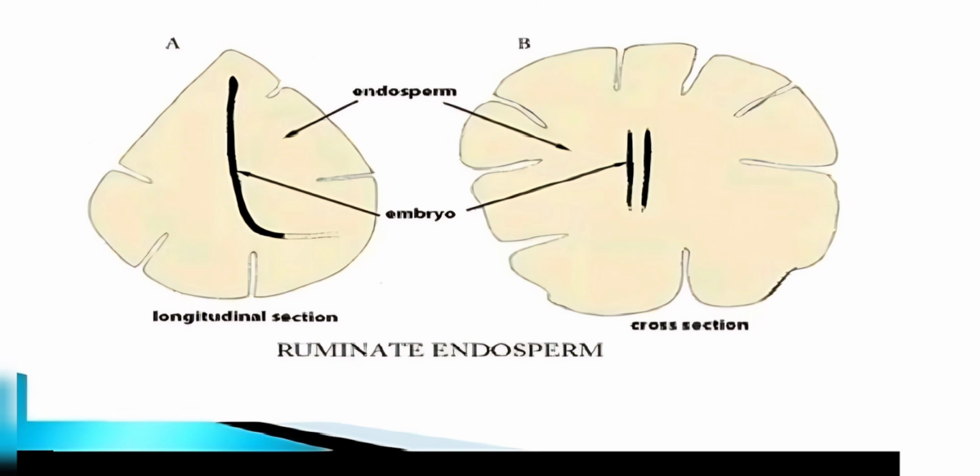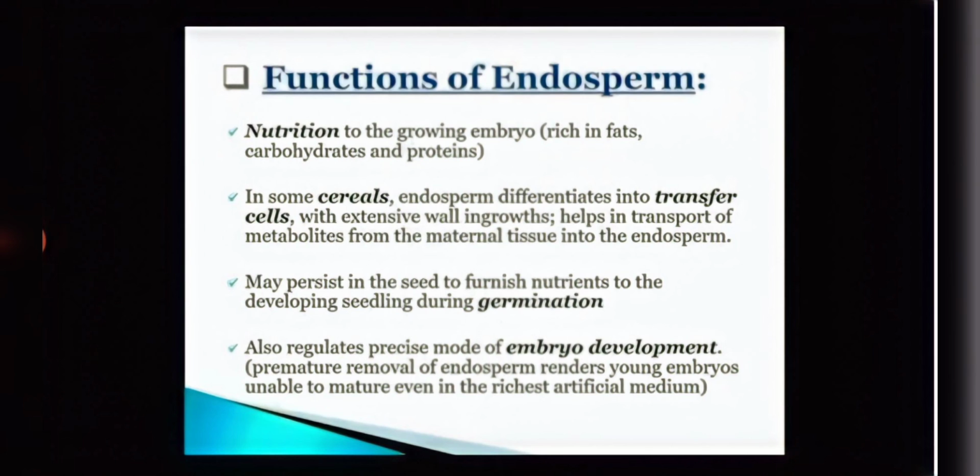Next, main functions. What are the main functions of the endosperm? Mostly the endosperm is nutritive in nature. It supplies nutrition to the growing embryo, and it contains rich fats, carbohydrates and proteins. So it is a very nutritive tissue.